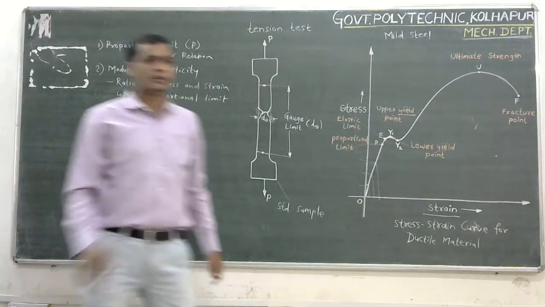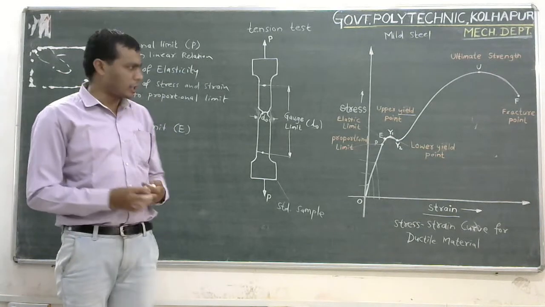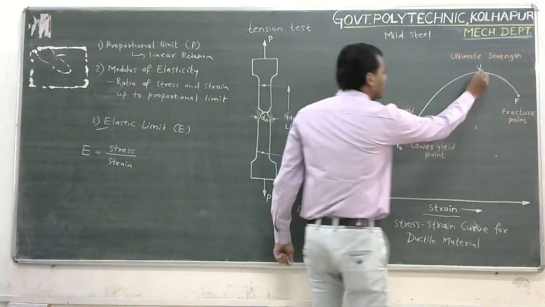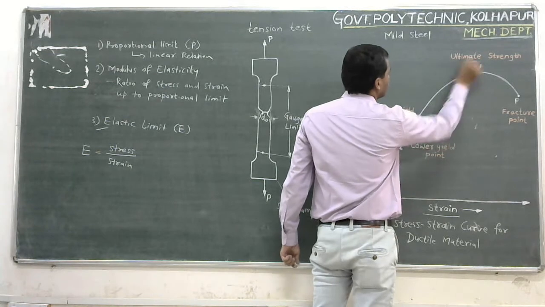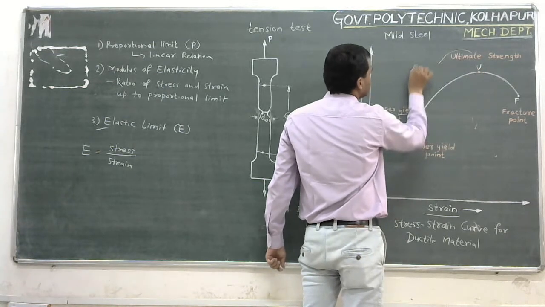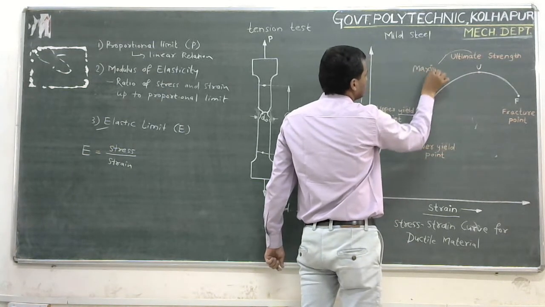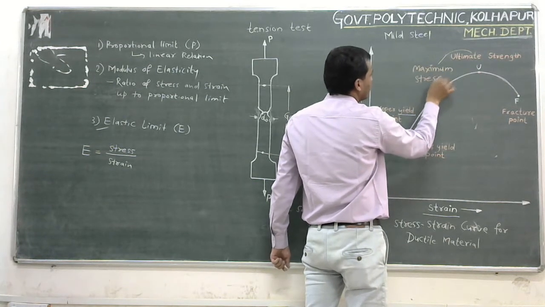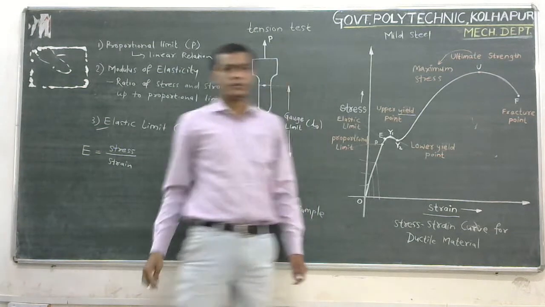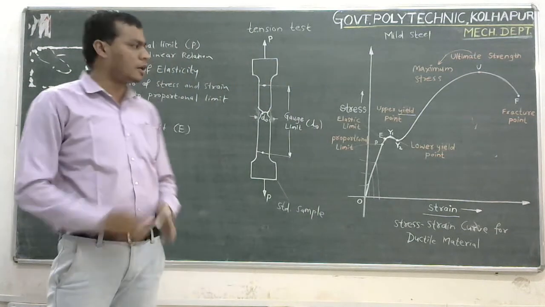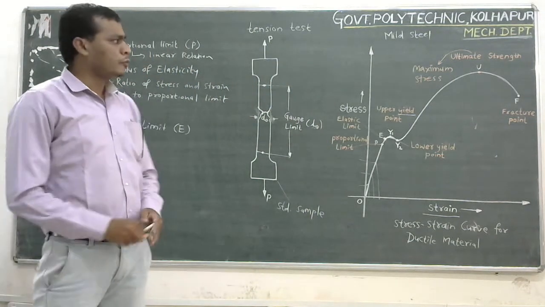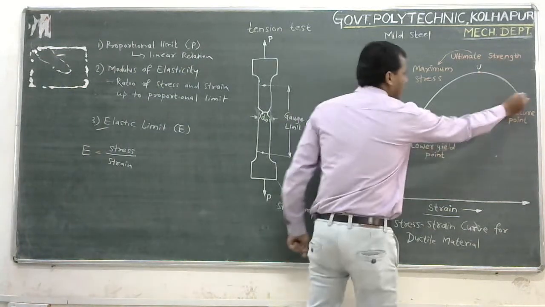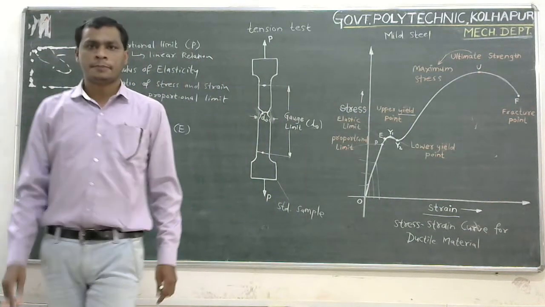But the fracture point is not the highest stress point. The highest stress point, or maximum stress point, you can say this is the maximum stress. That is, ultimate strength is the maximum stress that can occur in that particular material. That fracture point is not a maximum stress point. Okay.